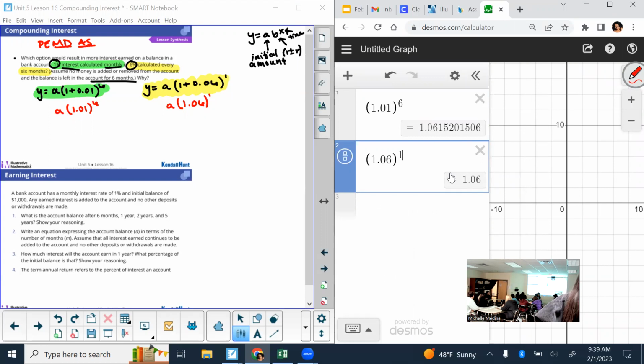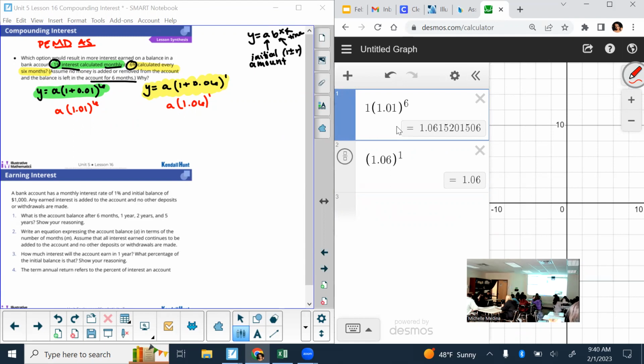All right, which one is more? They're pretty similar decimals, but which one is more? The green option, that is calculated monthly, the 1%. And again, you might say, oh, but the 0.00152, whatever, doesn't make much of a difference. Well, it depends on what your initial balance is.